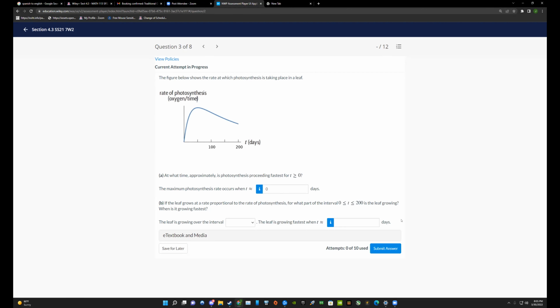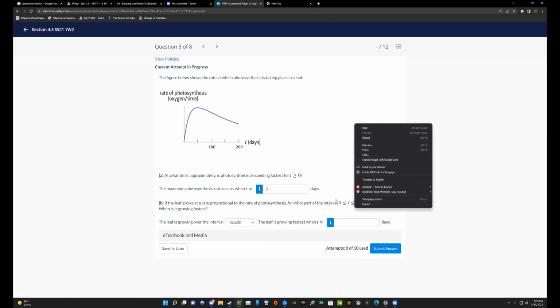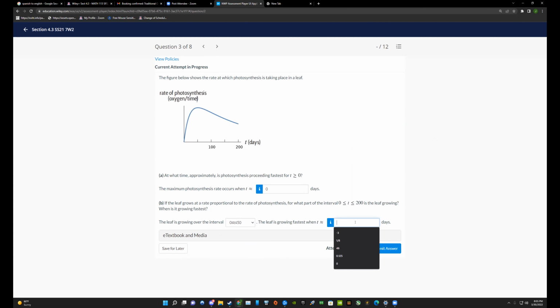Okay, so the leaf grows at a proportional rate. For what part of the interval is the leaf growing? When is it growing the fastest? It's growing over the interval from 0 to 50. Perfect. All right, so 0. Would it be like this? Yeah, that looks good. It's growing fastest when it is 0 days again.